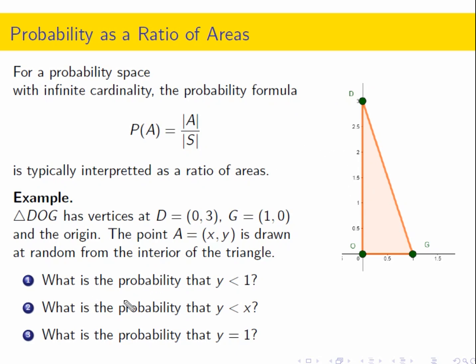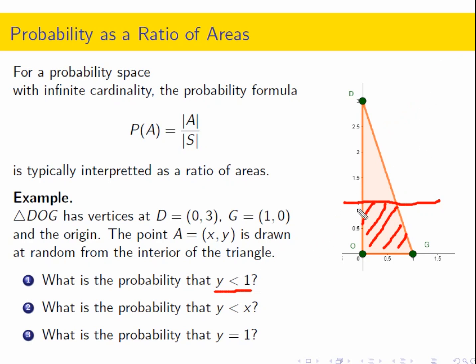For example, what is the probability that y is less than 1? If I pick a point at random from the interior of the triangle, what's the probability that its y coordinate is less than 1? Well, all of the points with y coordinates less than 1 are below this horizontal line here, so we're talking about this area. And that's what we mean when we talk about probabilities.